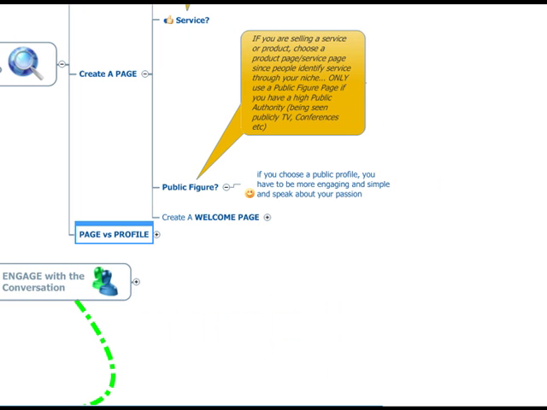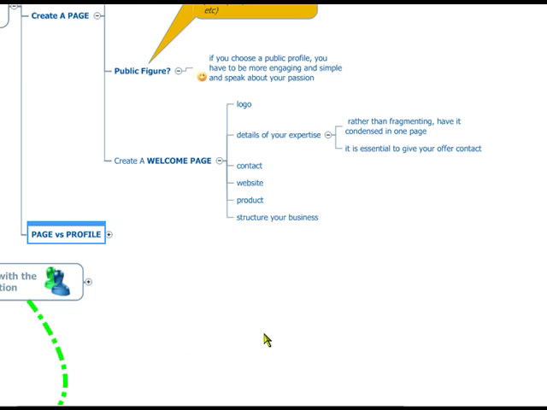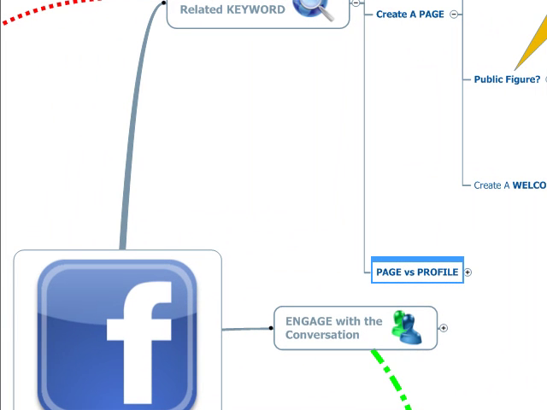Now, how would you create a welcome page? Now you have to consider your logo. Always have it in there, the details of your expertise, of course, and the contact, your website, your product, and the structure of your business. Have it all there rather than fragmenting them into a lot of different ways. It's a bit more condensed in one page.